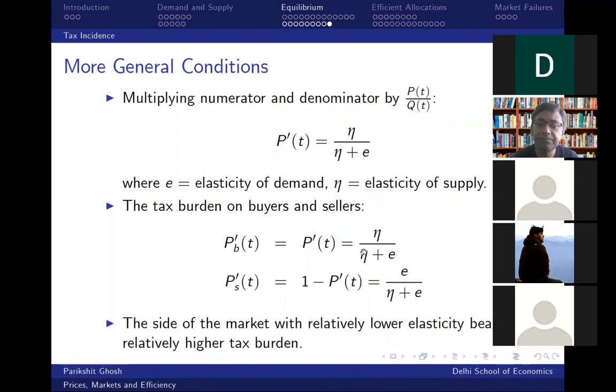Sir, you said that legal burden actually does not affect how the market will ultimately settle to equilibrium. So why is the legal distribution of tax so relevant in current policy making decisions? Maybe the policymakers haven't understood it. Maybe they haven't taken the economics course, or maybe we are missing something.